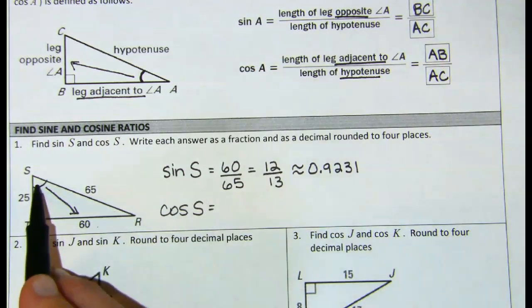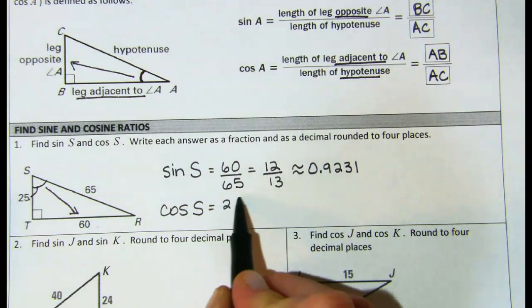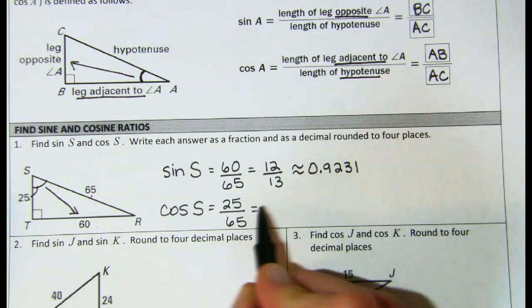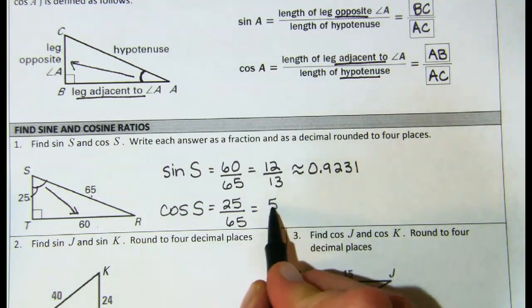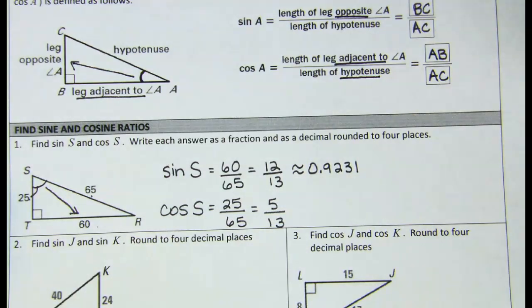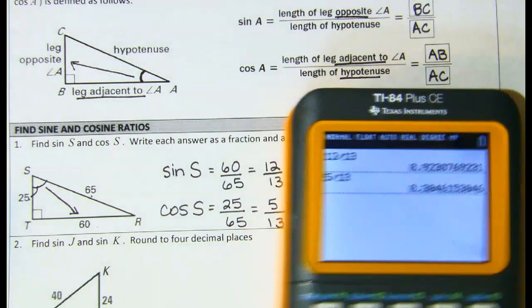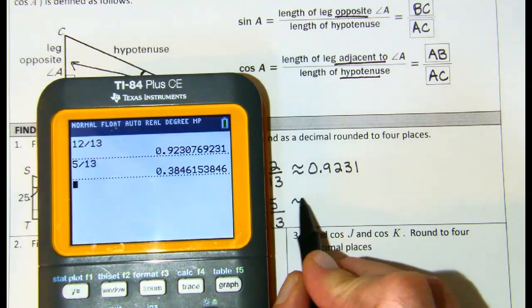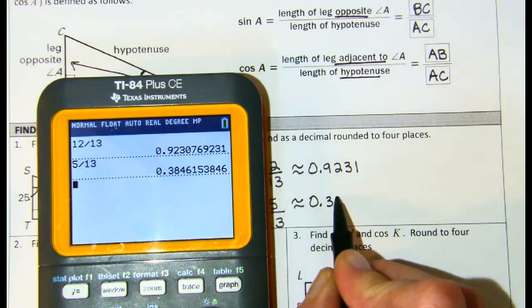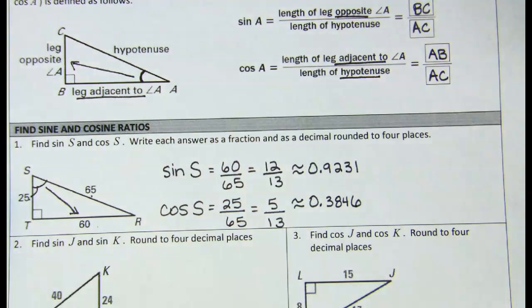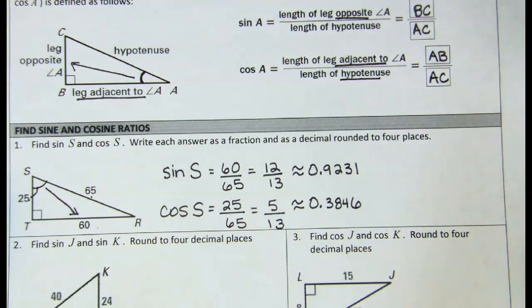Now, looking at cosine S, we do adjacent to S, which is 25, over the hypotenuse, which is 65. Reduce this down by 5, that produces 5 over 13. Take that calculator again, 5 divided by 13, we will round this to 4 decimal places again. So this is approximately 0.3846. So the key thing to remember with sine and cosine is it deals with the legs and the hypotenuse.